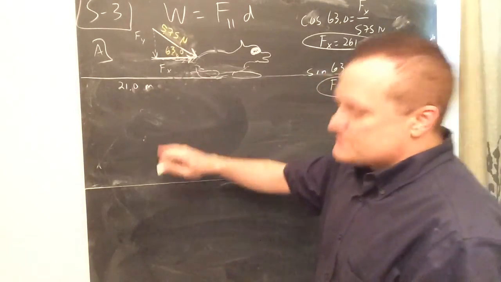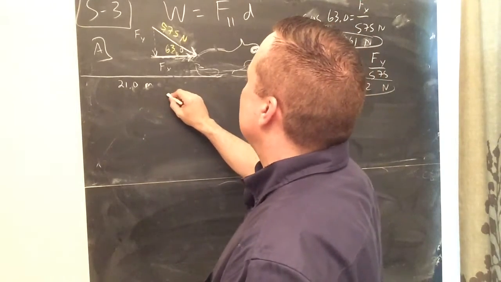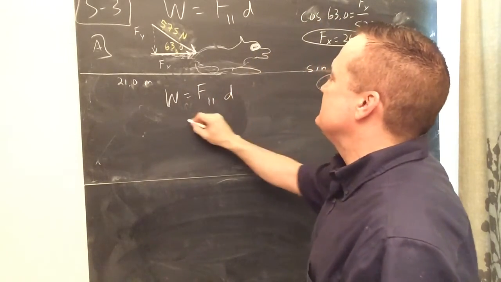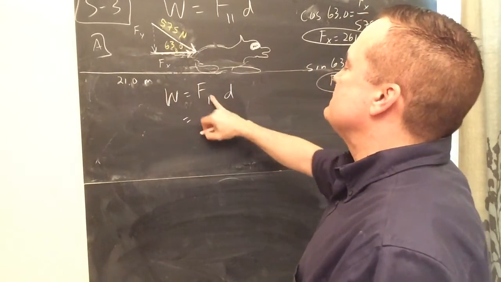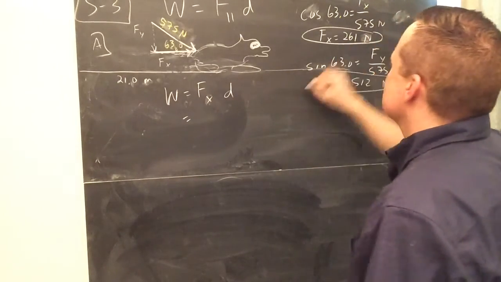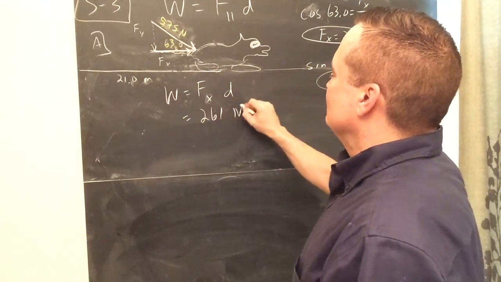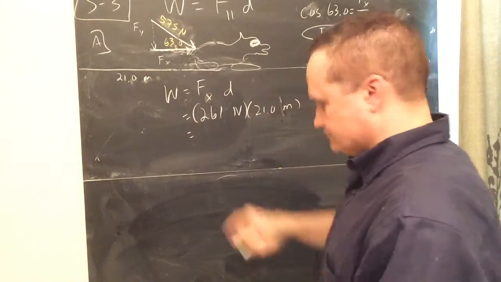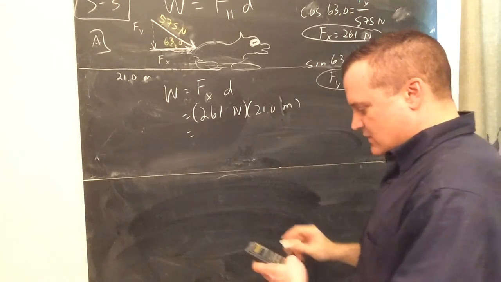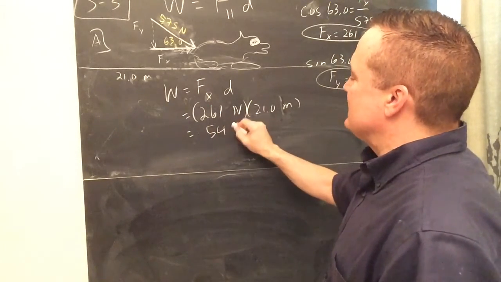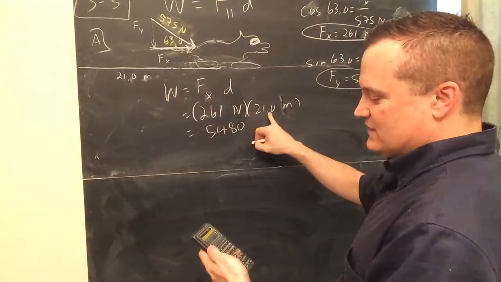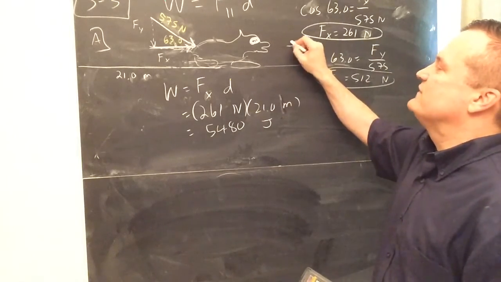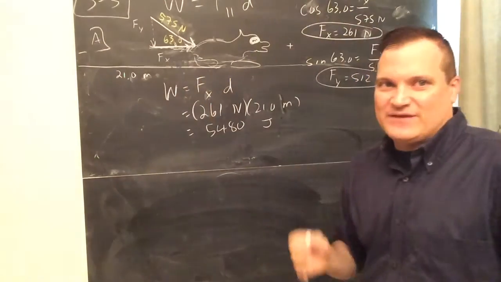So for part A, to find the work done, it'll be work equals force parallel to the direction of motion times the distance. And the force parallel to the direction of motion would just be Fx, which is 261 newtons, times 21 meters. So 5480, with sig figs. I round off to three significant figures, 5480 joules, and it will be positive. I told you, we should always let the direction that it goes be positive, and that'll make things easier.